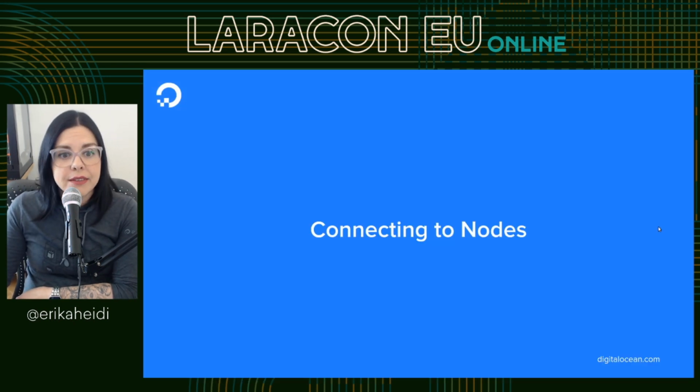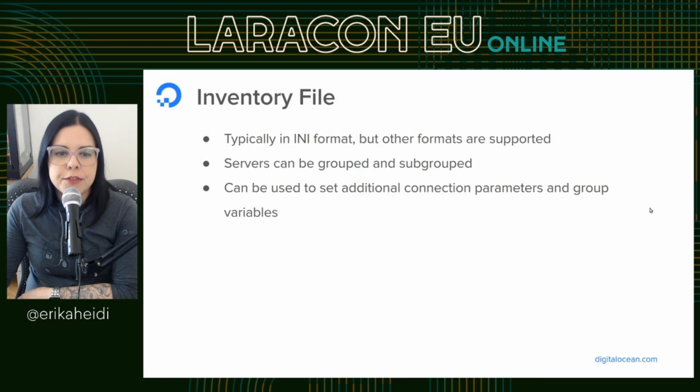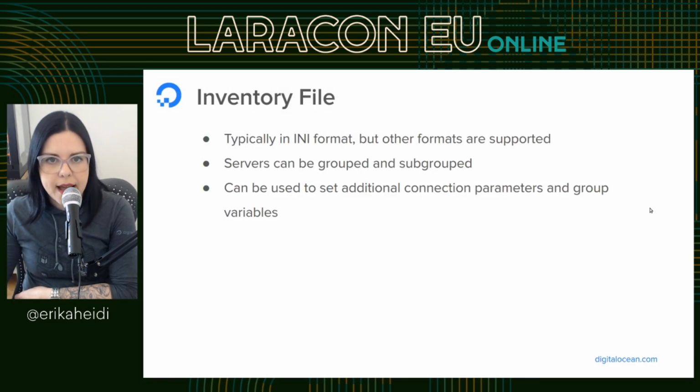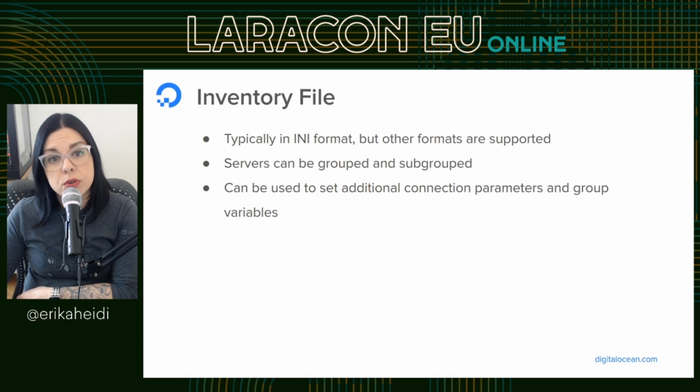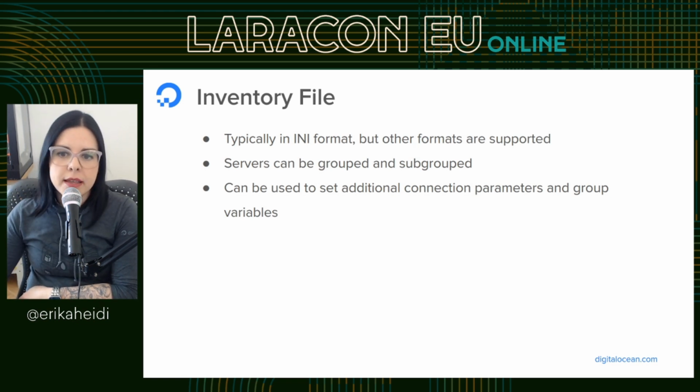So how do we connect to nodes? Once you have your control node set up, with Ansible installed, you have to create an inventory file with your managed nodes, the hosts that you're going to control. The inventory file is typically in INI format, and you can create groups and subgroups of servers there.